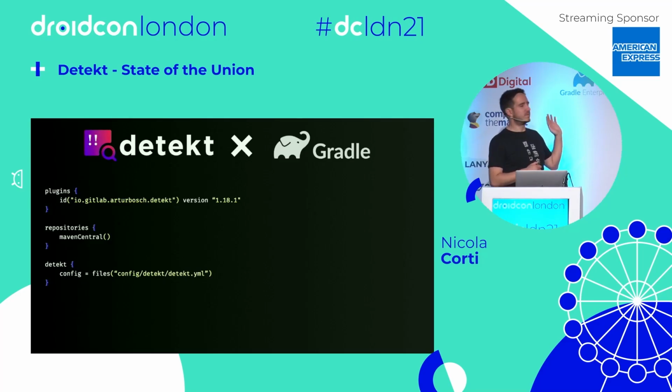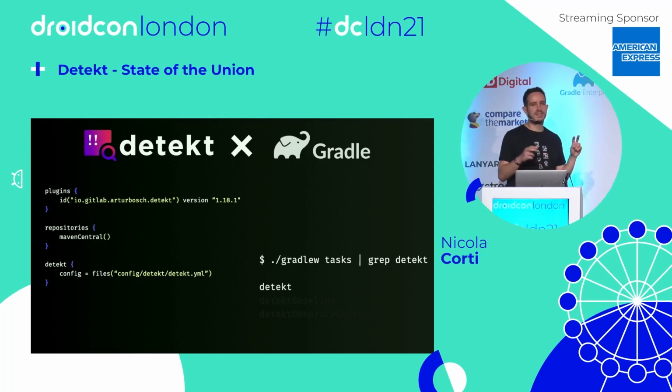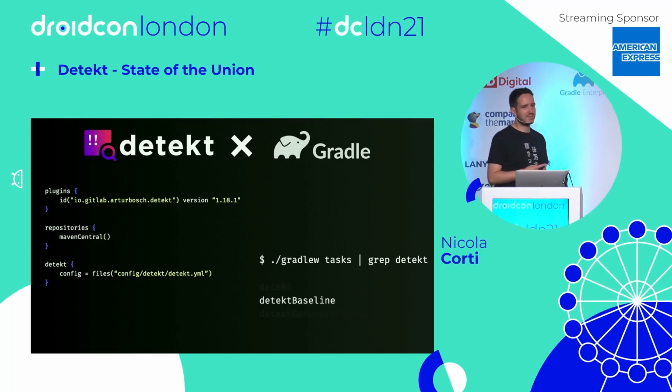So this is a really blank Gradle project. If you try to search for all the tasks, you will find that there are three of them. The first one is the Detekt task, which just runs Detekt. Then we have Detekt baseline, which creates a baseline of all of your issues. It runs Detekt, finds all the errors and puts them in a file, so that the next time you run Detekt, you don't need to fix everything at once. You can use the baseline to suppress things.